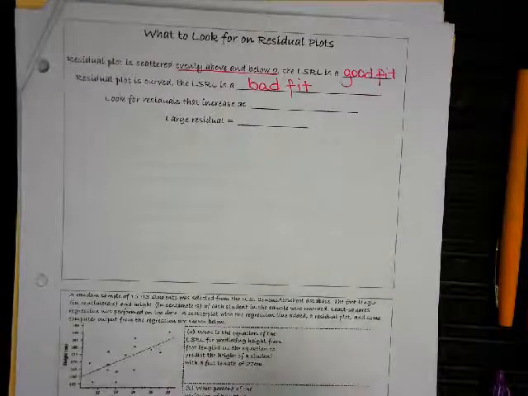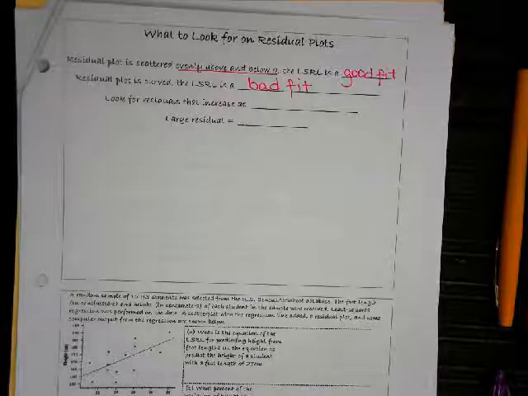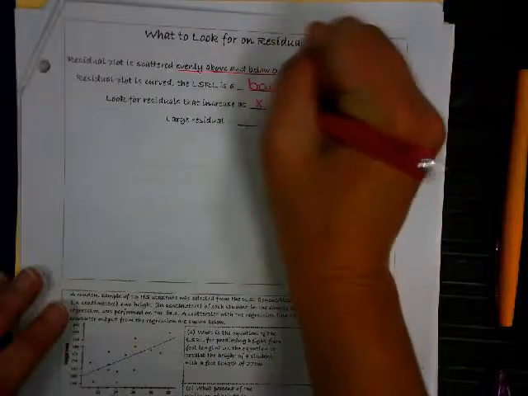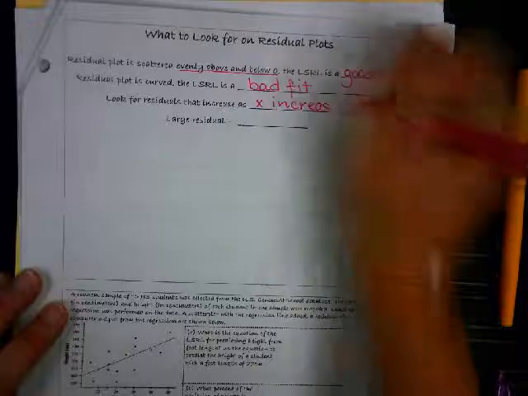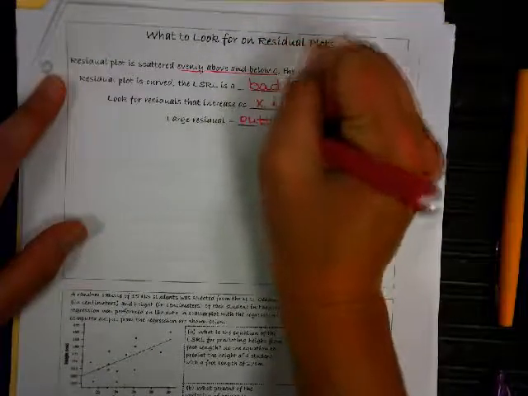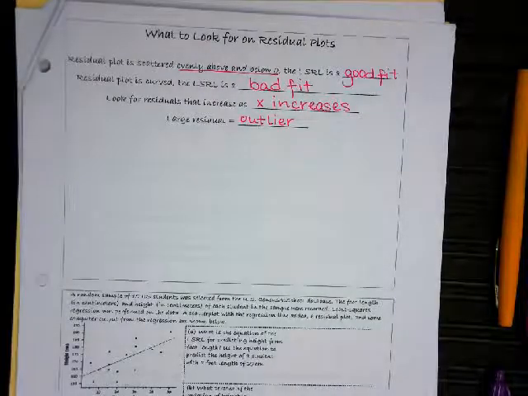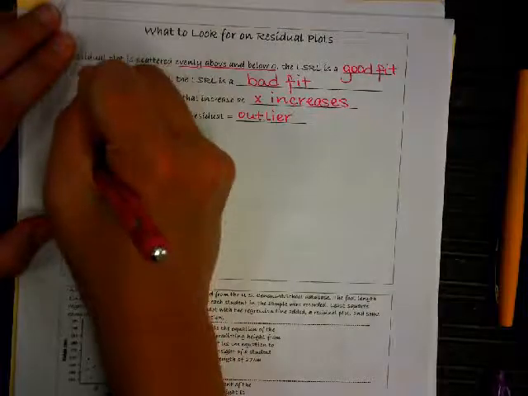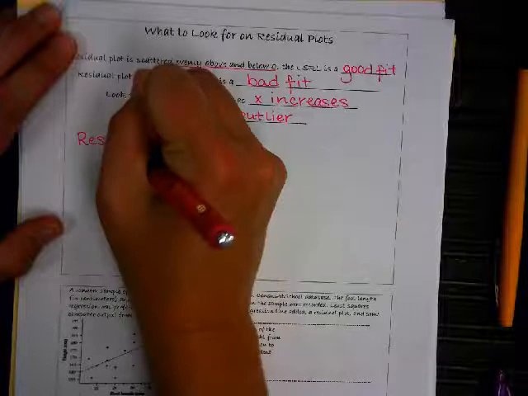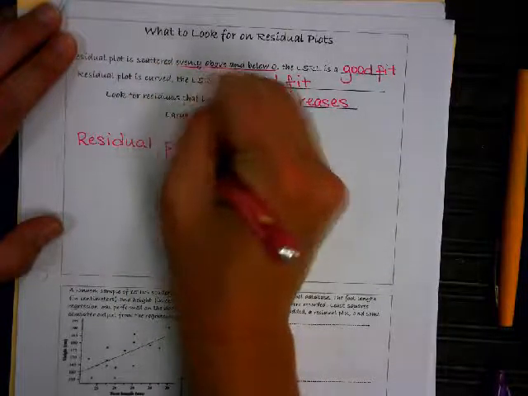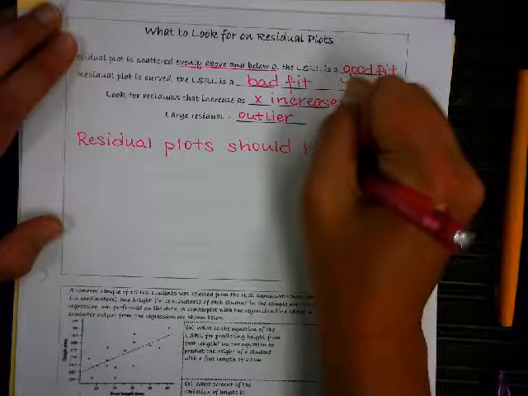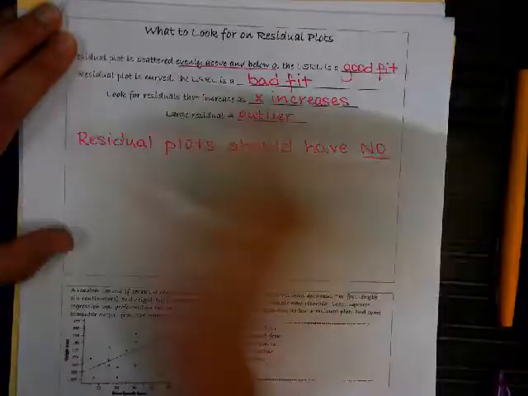You want to look for residuals that increase as your x increases. And a large residual would mean that you're looking at an outlier. And we're going to look at that a little later in the notes, how to determine an outlier. And I said this yesterday, or not yesterday, whenever I saw you, but residual plots should have no pattern. That kind of goes to the scattered evenly above and below, not being curved. But sometimes it's easier if we just see the actual words.